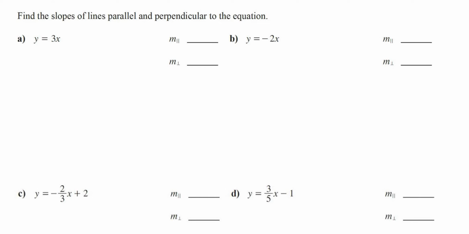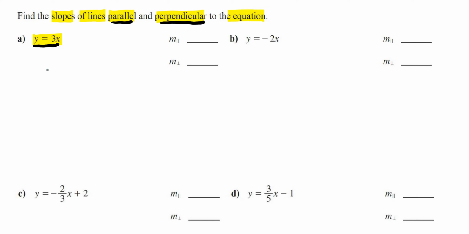Let's start the homework questions on section 5.3. For question number 1, I need to find the slopes of lines that are parallel and perpendicular to the given equation. The given equation is y equals 3x, and I need to find the slopes of other lines that will be parallel and perpendicular to this line.